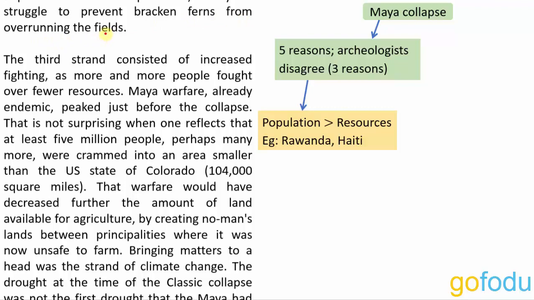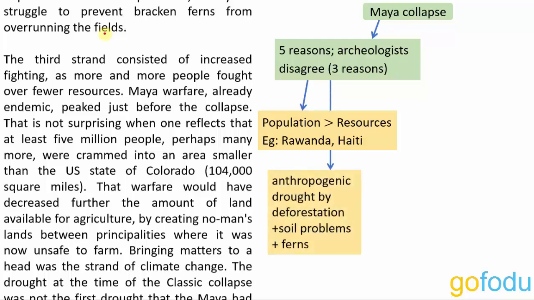Here, the passage talks about anthropogenic drought caused by deforestation plus soil problems plus ferns running over fields. We will include this in our flowchart as the second reason of Maya collapse. A little vocabulary would have come in handy here. Anthropology means the study of human behavior, and anthropogenic drought means drought caused due to human actions. Farmers tried to prevent bracken ferns, so there must be some type of unwanted plants which adversely affected farming. Let's read the third para.